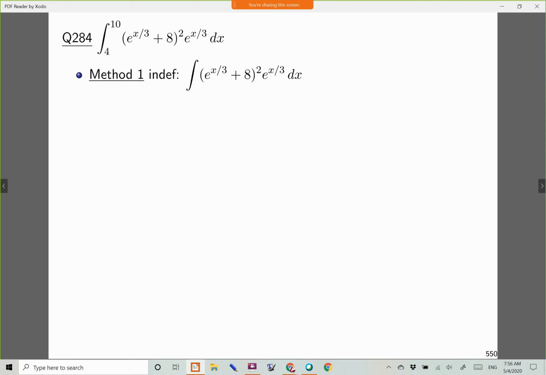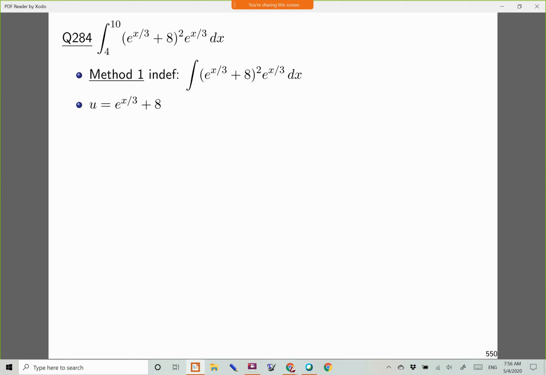Integral quantity e to the x over 3 plus 8, close parentheses, squared, times e to the x over 3 dx. This will be done by u substitution. Let me mention right now that the u that is going to work here is u equals what was in parentheses. So e to the power x over 3, then outside of the exponent, back in regular font, plus 8.